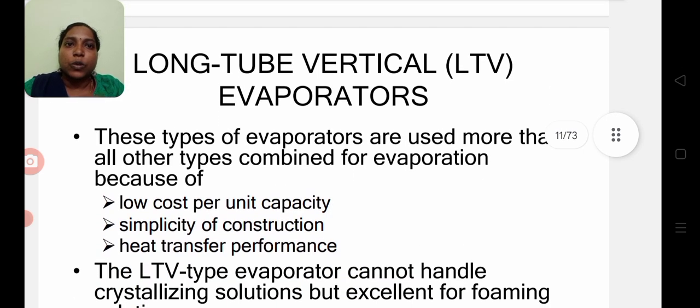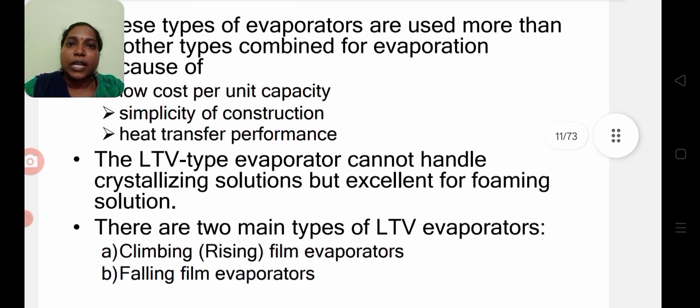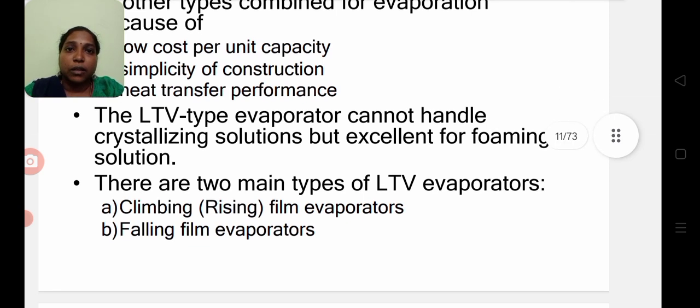First, we are going to see the long tube vertical evaporator. This type is mostly used because of the low cost per unit capacity, the construction is very simple, and the heat transfer performance is also very high. This type of evaporator cannot be used for crystallizing solutions, that is, for the crystallization of sugar. We cannot go for this type of long tube vertical evaporator because the crystallization process occurs in a short time, but it will take a long duration.